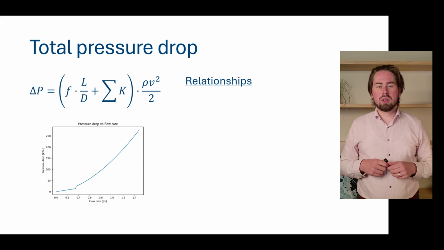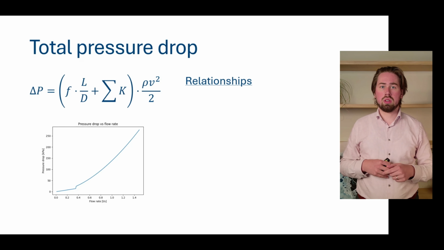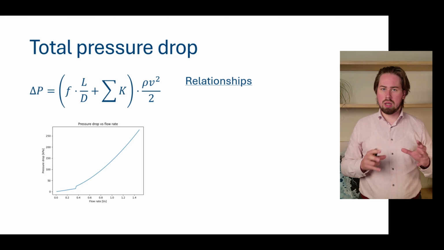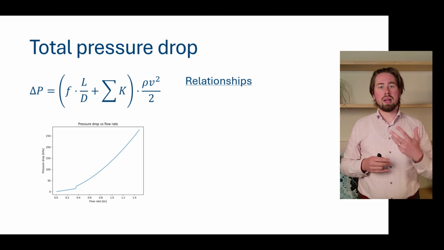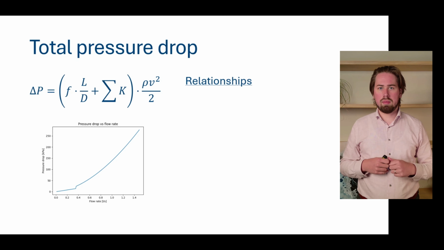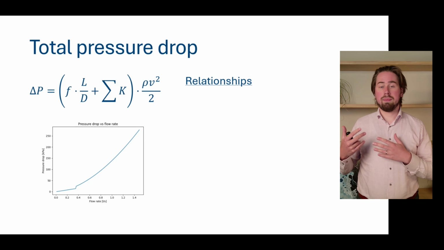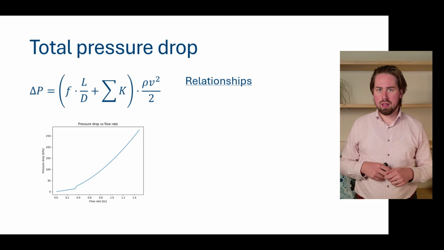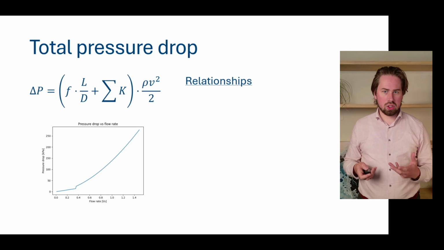Now, what you see here on the slide is the equation of the total pressure drop, which was introduced in the first chapter of the last part. And to recap, what we see here is the sum of the friction losses, the friction factor f multiplied by the pipe length divided by the diameter, and also the sum of all the local losses multiplied by the fluid density and the velocity squared divided by 2. And we said there were some relationships to be found in this equation.